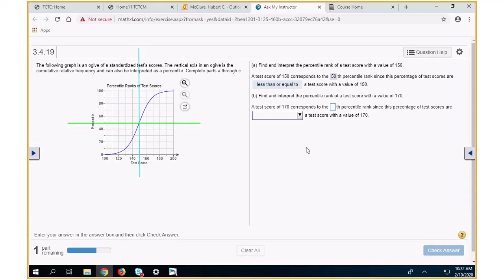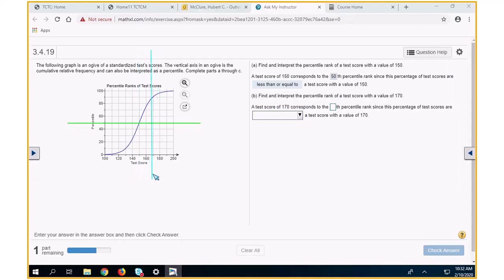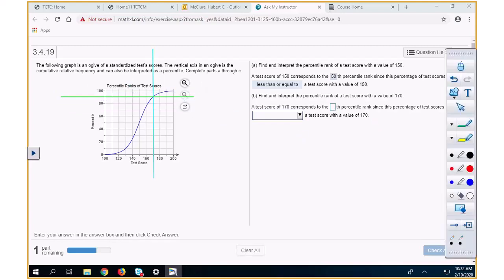Oh no, we're going to do it again. Okay, how many times we do it? A to Z. Find and interpret the value of 170. So now we're going to move this over here. And I guarantee you somebody's out there going, oh, that's cool, he's using a straight edge. That's what you're supposed to use on a graph. 170, dang old what? 90? And it'd be less than 90, less than or equal to 90.